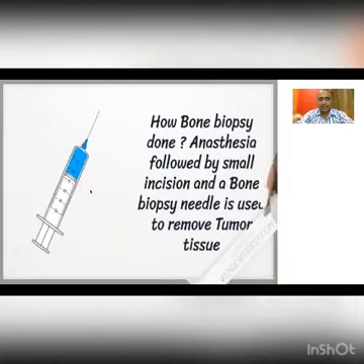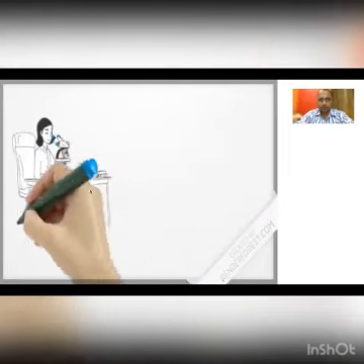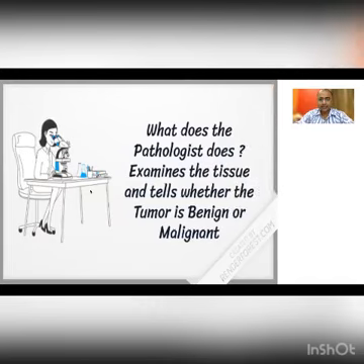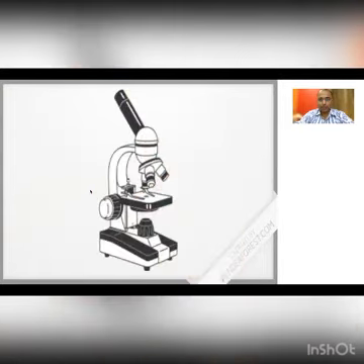The first key step is use of anesthesia. That can be local or general anesthesia, which is used. A bone biopsy needle is inserted into the bone and small tissue is sent to the pathologist. The pathologist examines this tissue and tells that it's benign or malignant depending on the characteristic of the tissue that is received.